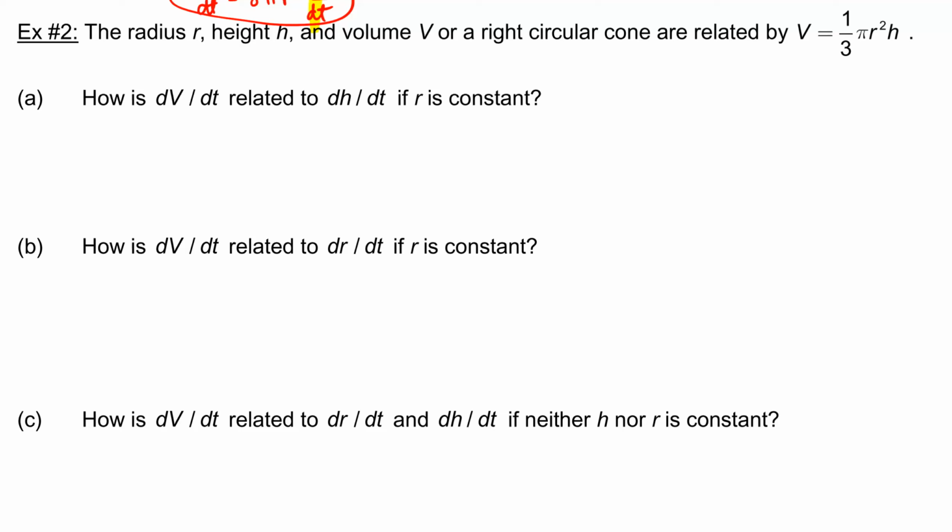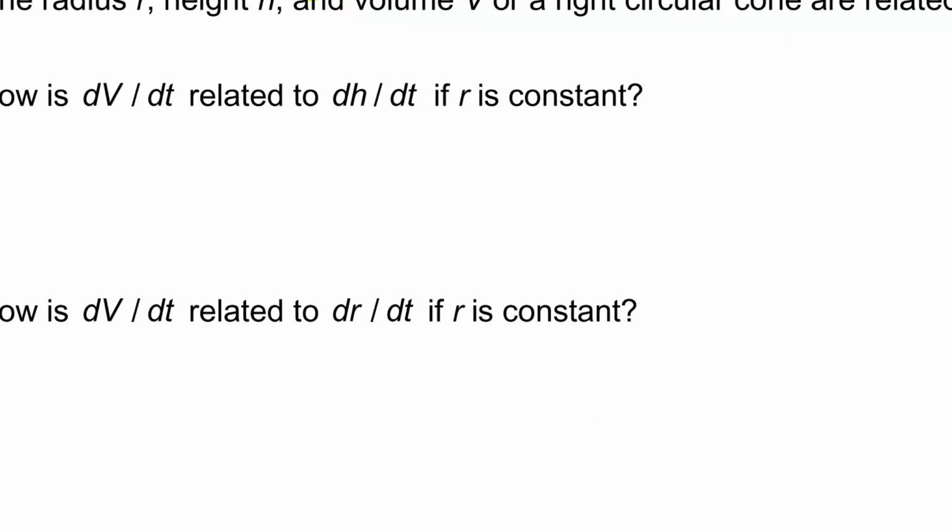Okay. Sure. Example 2. The radius r, height h, and volume V of a right circular cone are related by volume equals 1/3 pi r squared times h. How is dV dt related to dh dt if r is constant? If r is constant. You ready? Yes. Okay. So dV dt, what I'm going to be doing is taking a derivative of this equation with respect to time. Okay. So dV dt, and I want to take the derivative of 1/3 pi r squared times h.